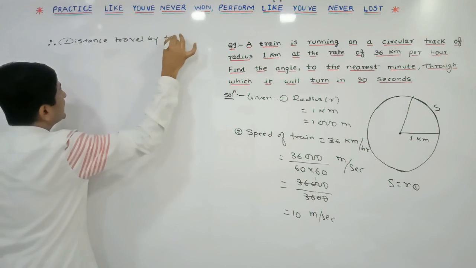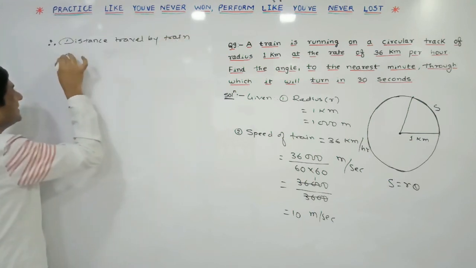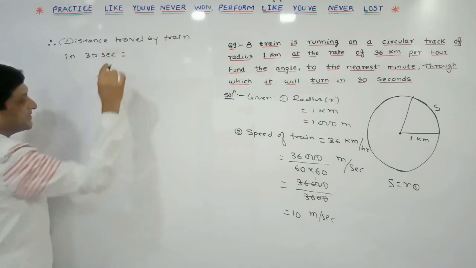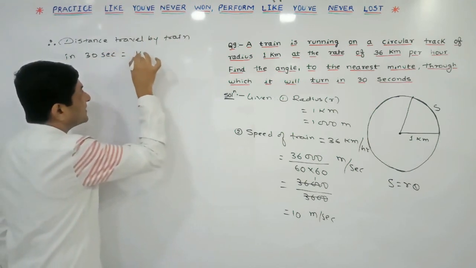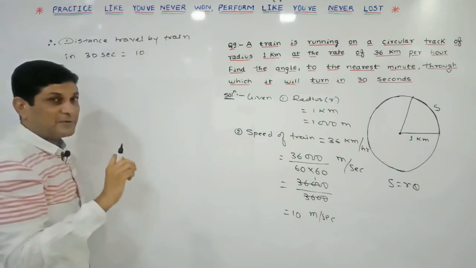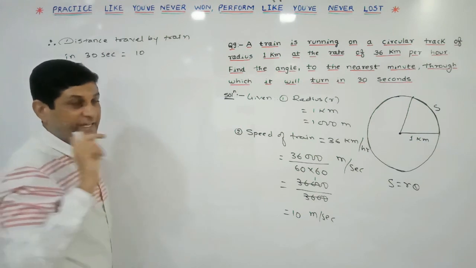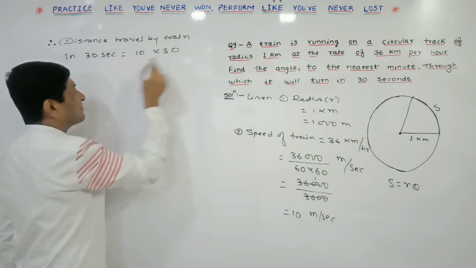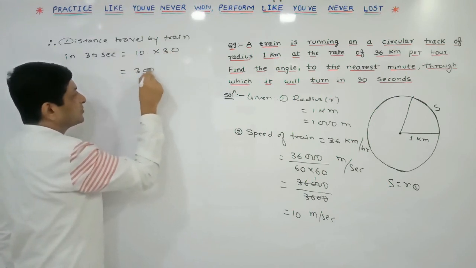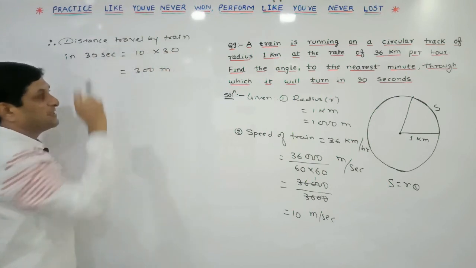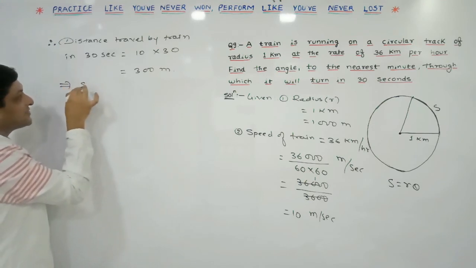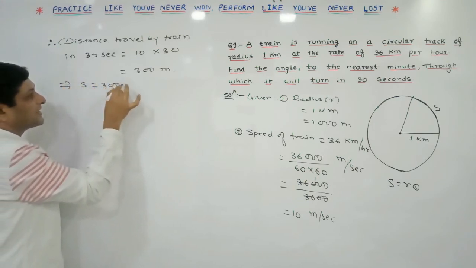by train in how much second? 30 second will be equals to, so 10 meter is the distance travel in how much second? 1 second. So to find out distance travel in 30 second, we are multiplying by 30, so will be equal to 300 meter will be the distance travel by the train. So implies that S is equals to 300 meter.